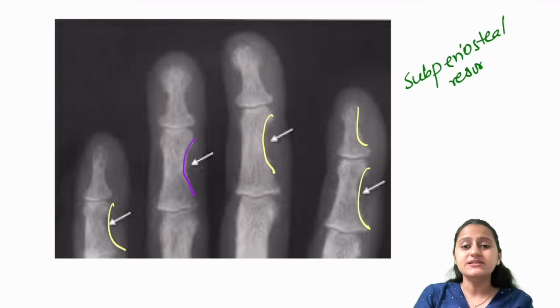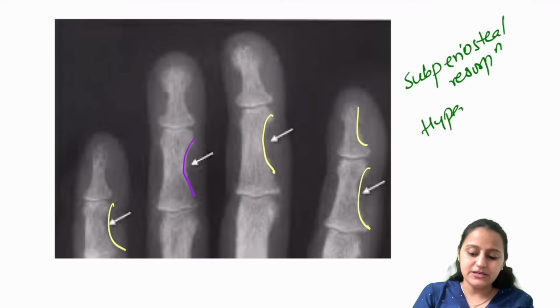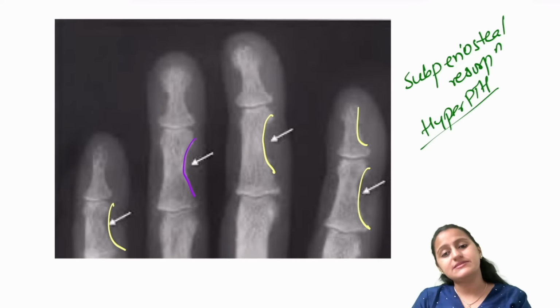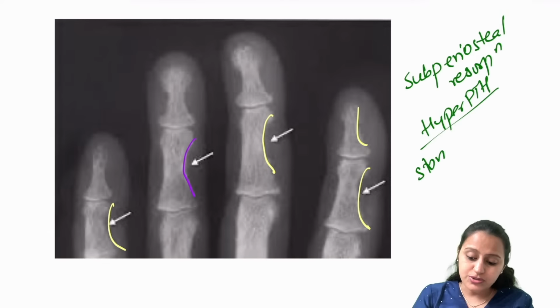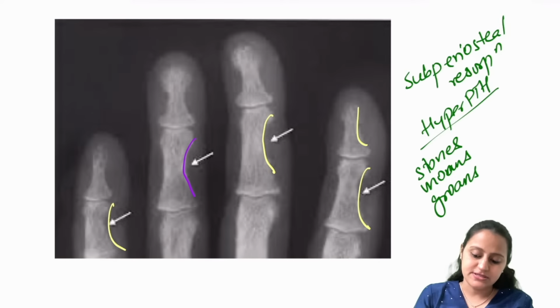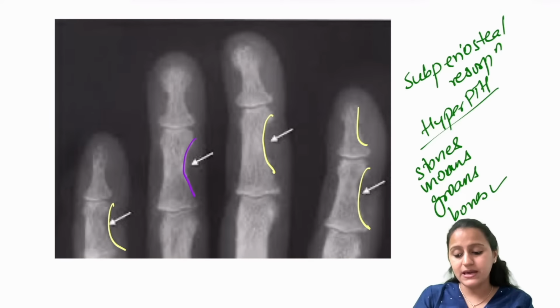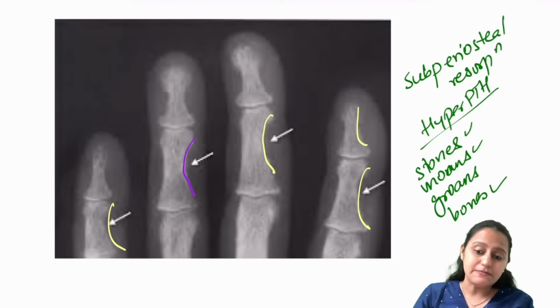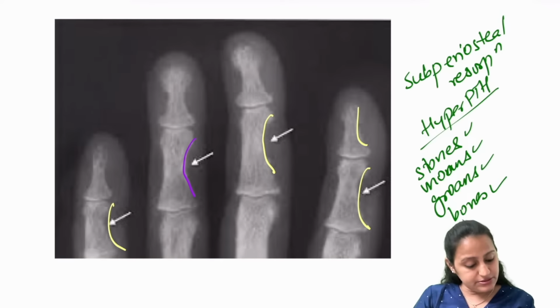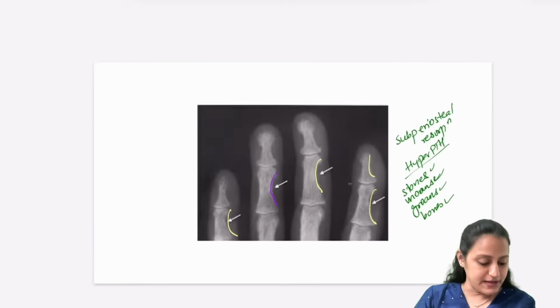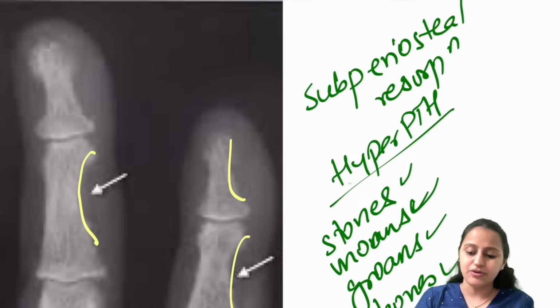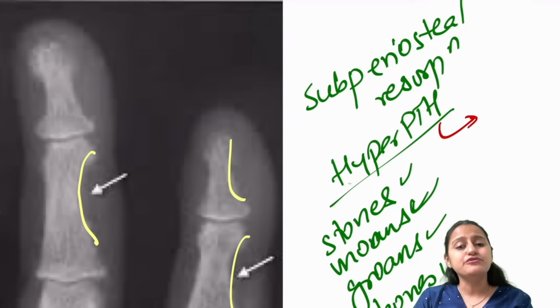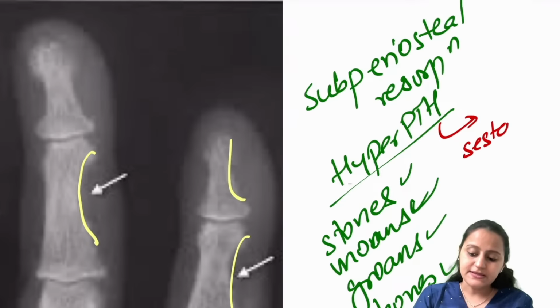Subperiosteal resorption is seen with hyperparathyroidism. There's going to be a patient with history of stones, moans, groans, and bones. Right? There is bone pain, calcium के वजह से फिर renal stones हो सकते हैं, abdominal pain हो सकता है, right? And moan, psychiatric complaints can be there. It is hyperparathyroidism. What nuclear scan do you do for hyperparathyroidism?